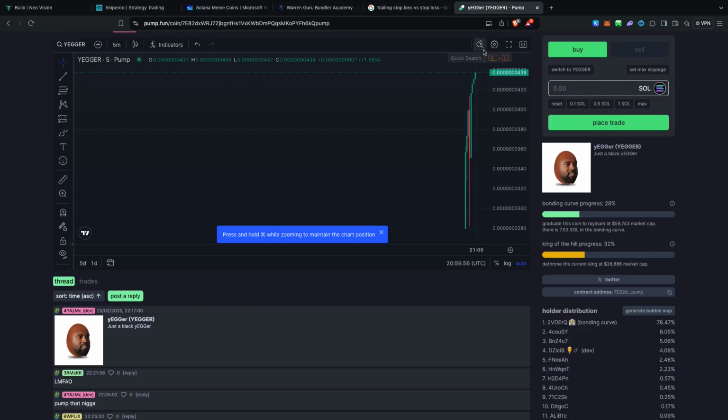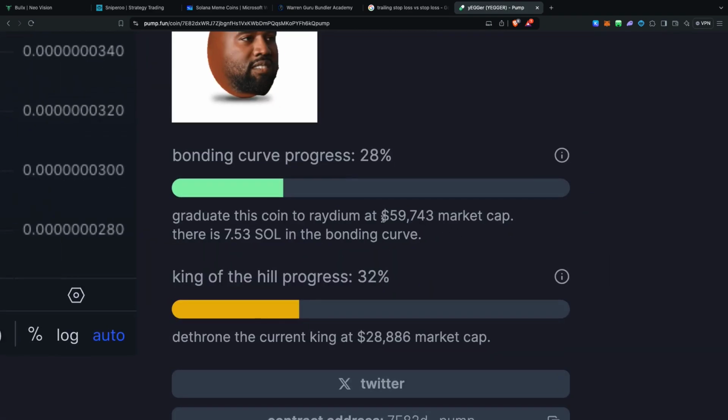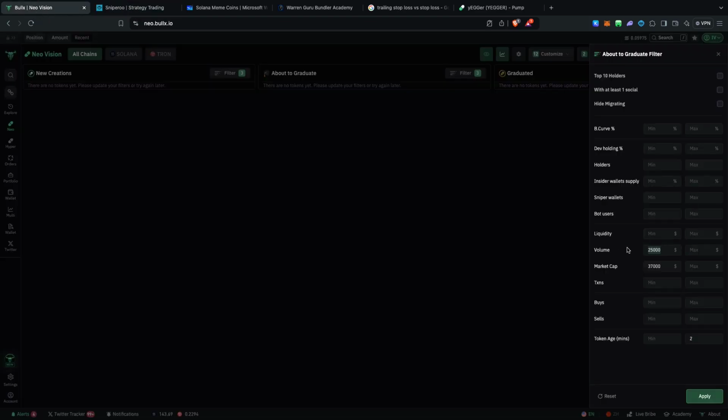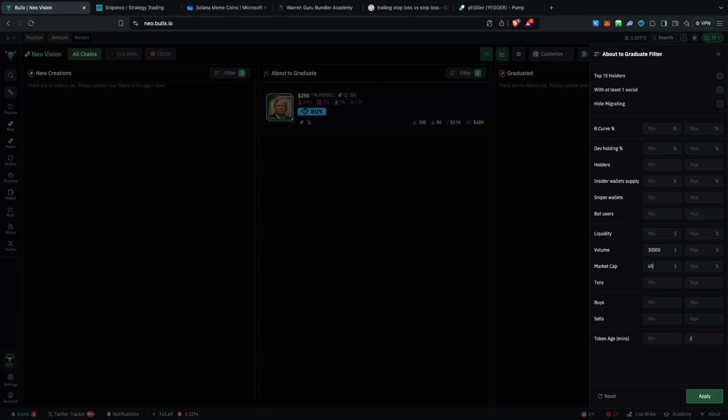Okay, so go to pump.fun and figure out the bonding curve. In this particular instance, the bonding curve required to migrate to Raydium is about 59,000 US dollars, which is equivalent to about 60,000 US dollars. So 60,000 dollars is the bonding curve threshold, divided by a factor of 2, which gives you about 30,000. So I'm looking for 30,000 volume, and my market cap minimum should be about 30% from the bonding curve threshold. So I'm going to put it at 45,000 US dollars.